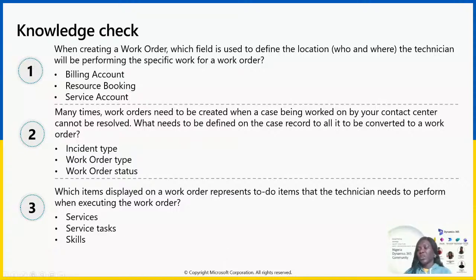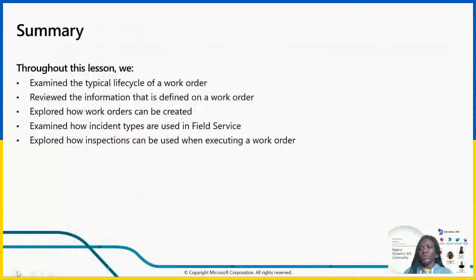Then which items displayed in the work order represent to-do items that the technician needs to perform when executing the work order? That is what the technician needs to do, it's the service task. So service task is what shows the technician all of the activities that he or she needs to perform on the work order. Okay, that said, let's move on to the summary.